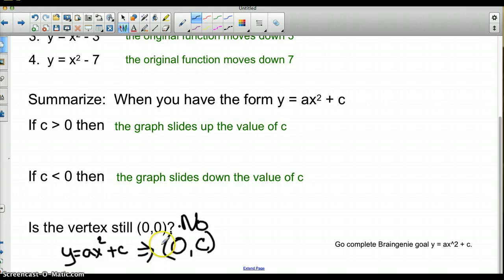So if you need to review any of this, go ahead and review it. And then I want you to go and complete the Brain Genie goal, y equals ax squared plus c, and complete it successfully.